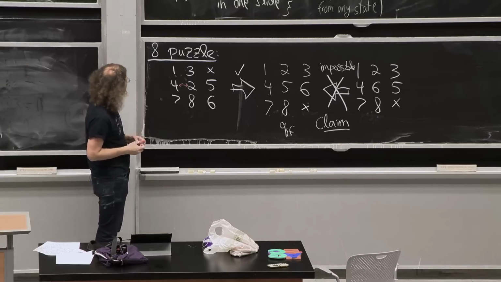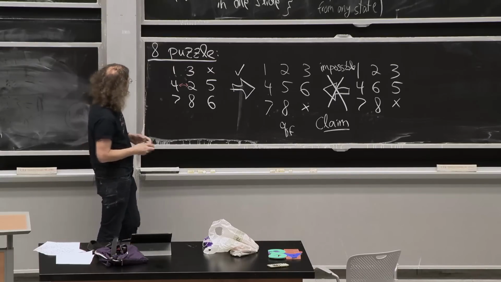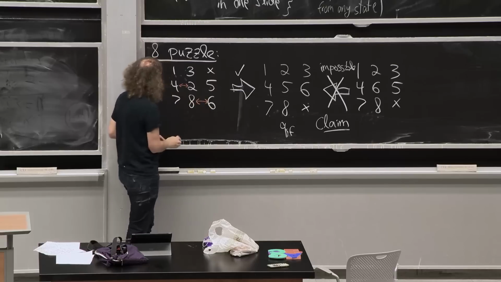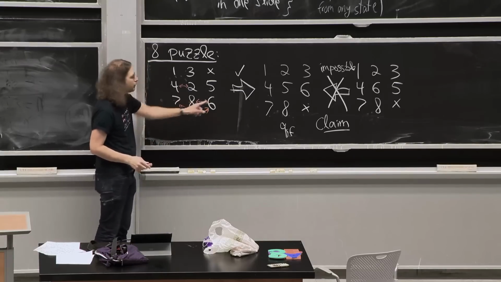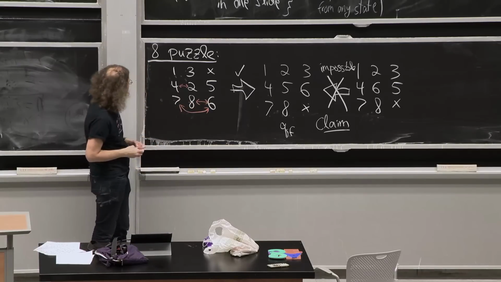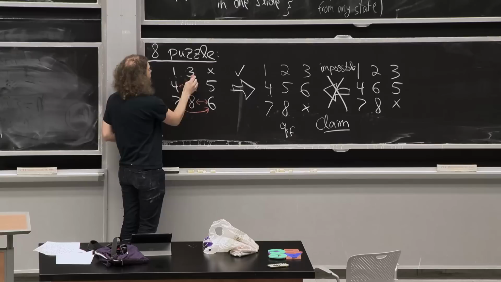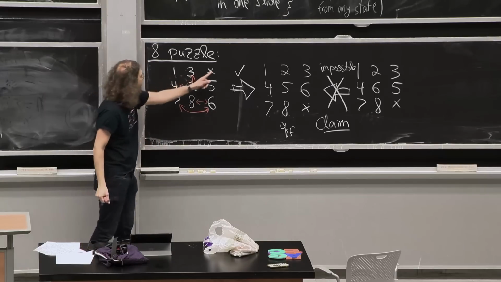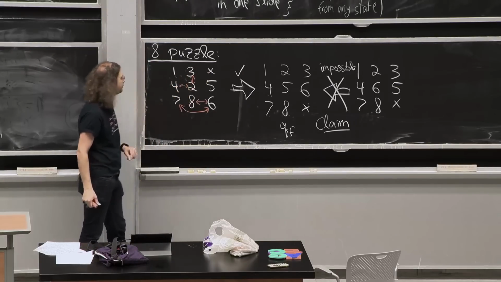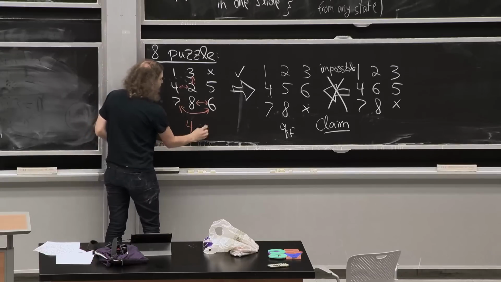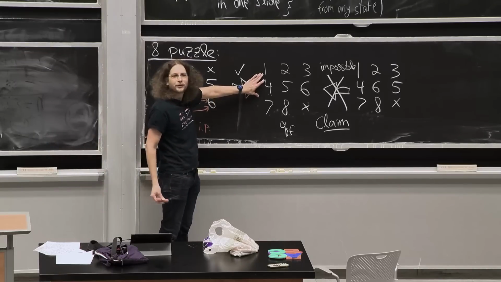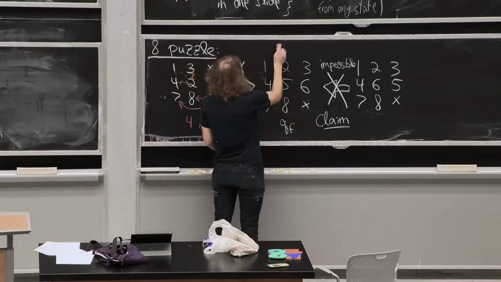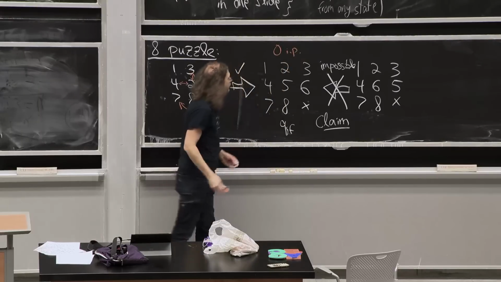Any others? 8 and 6 are inverted. 6 and 7 are inverted. 7 is bigger than 6. 8 is bigger than 6, but they come earlier than 6 in the reading order. I think there's one more. 3 and 2. Thank you. That one's a little trickier because it's on different rows. But in reading order, 3 comes before 2, and yet 3 is greater than 2. So there are 4 inverted pairs in this example. How many inverted pairs are there in this example? 0. 0 inverted pairs. How about this one?